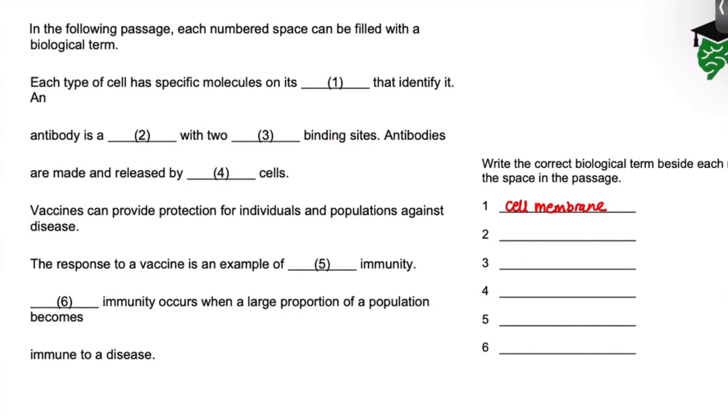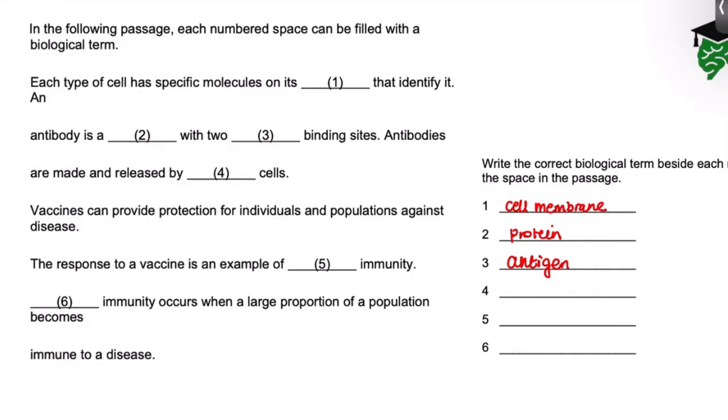Then it says an antibody is a protein with two what binding sites. We've looked at the definition for it. Remember, we saw that an antibody has a quaternary structure, which means that it's made out of 4 polypeptide chains. It has two variable regions at the top, and those two variable regions are where the antigens bind. So it has two antigen binding sites.